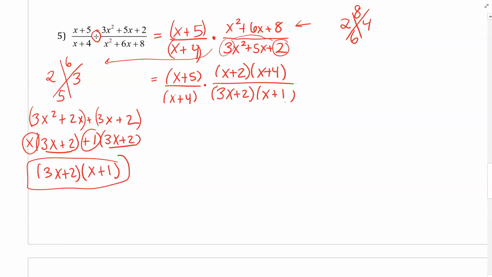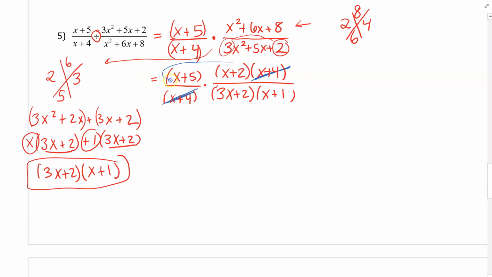And after all of that work, the only things that cancel are the x plus 4. So that's kind of frustrating. That's super irritating. But you know what? That's just the way it is sometimes. We do all the work to see if maybe there's any common factors, and sometimes there's not very many. But at any rate, there was these, so those cancel.